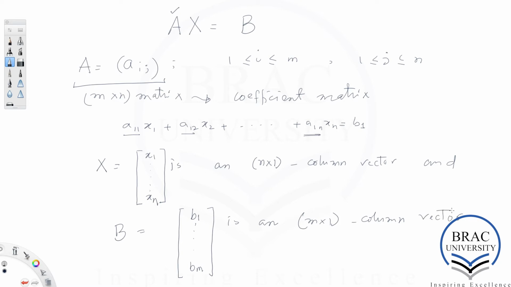It makes sense because the size of A is m times n, the size of x is n times 1, so we expect a matrix of size m times 1 out of this multiplication, and b is exactly of size m times 1. So it is a well-defined matrix equation.